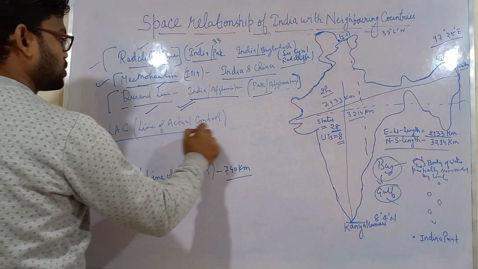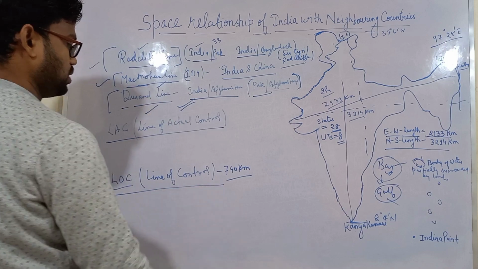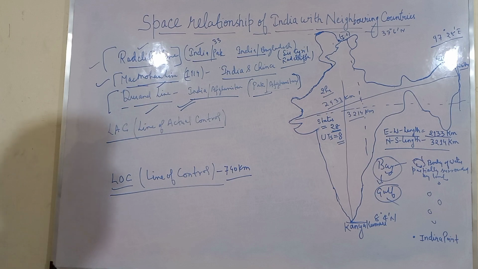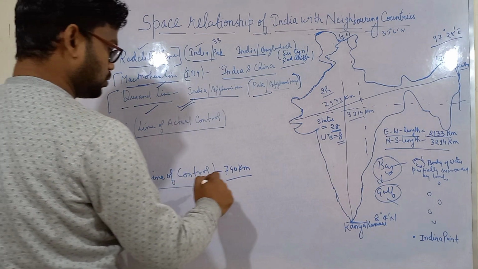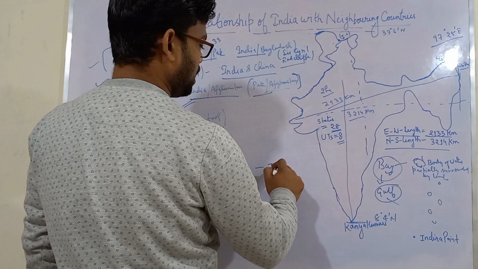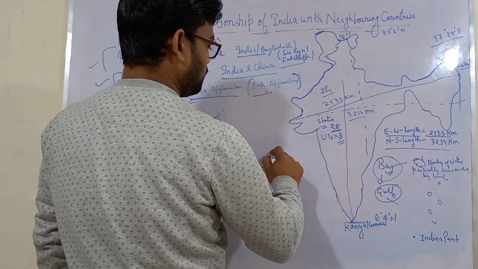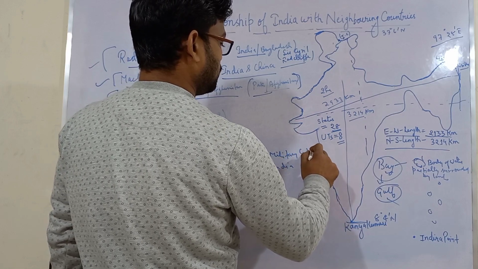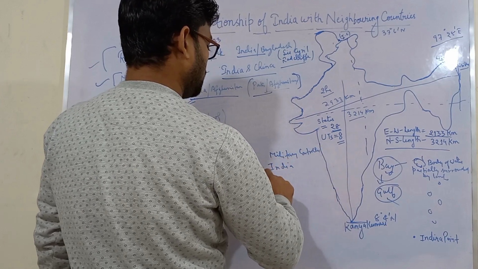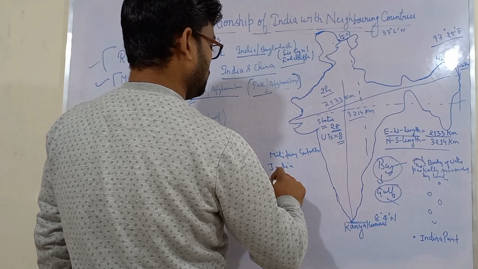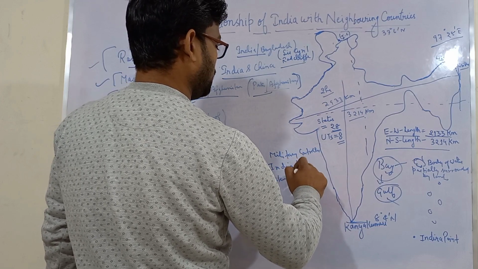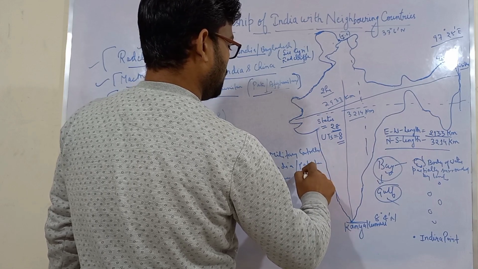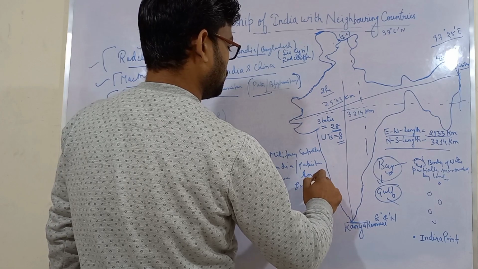Next we have line of actual control and LOC, line of control. You might have heard about these two words frequently, LAC and LOC. For LOC, you just need to remember that it is a military controlled line between India and Pakistan, in the Jammu and Kashmir region.